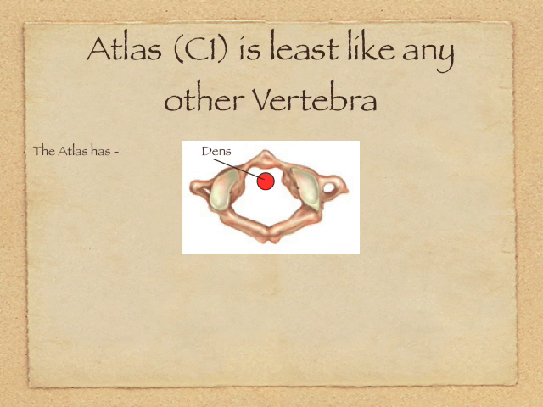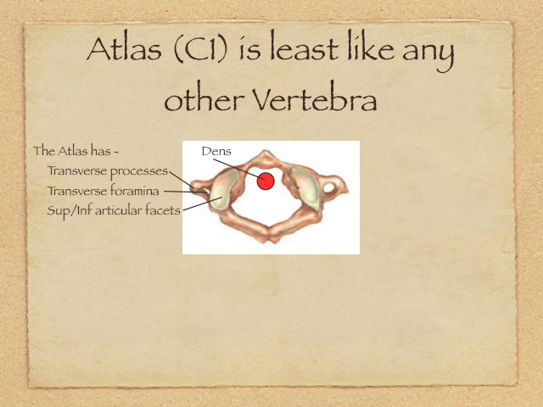The atlas has some features that are like other vertebrae, but not all. It has a transverse process. Those stick out. It has the transverse foramina, like all cervical vertebra. You can see it's right in the midst of the transverse process. This atlas has superior and inferior articular facets, where it meets the C2 vertebra and where it fits up against the skull, this being the first vertebra in the stack. It has a vertebral foramen. Spinal cord runs right down through this major opening here.